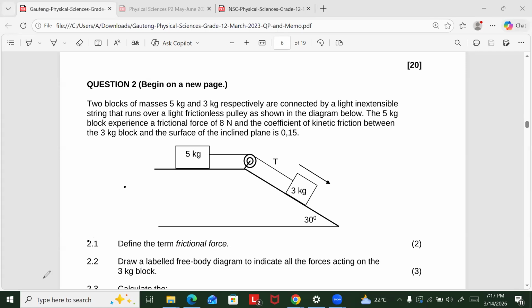Two blocks of masses 5 kilograms and 3 kg respectively are connected by a light string that runs over a light frictionless pulley as shown in the diagram below. The 5 kg block experiences a frictional force of 8 newtons, and the coefficient of kinetic friction between the 3 kg block and the surface is 0.15.